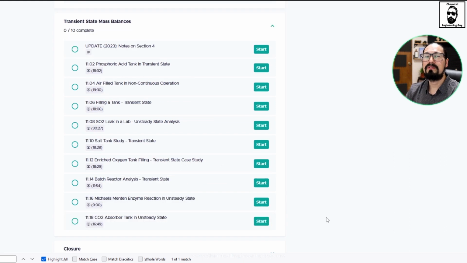And of course, if you're into transient or unsteady state balances, you will find this block right here. We have very simple problems such as the phosphoric acid tank, but then we get a little bit more complicated. We have the batch reactor analysis. We have many applications in biology and biotech. For instance, Michaelis-Menten enzyme reaction in unsteady state. And of course, we end up with a closure, a quick review on what topics we covered, and more importantly, what we learned on problem-solving material balances.